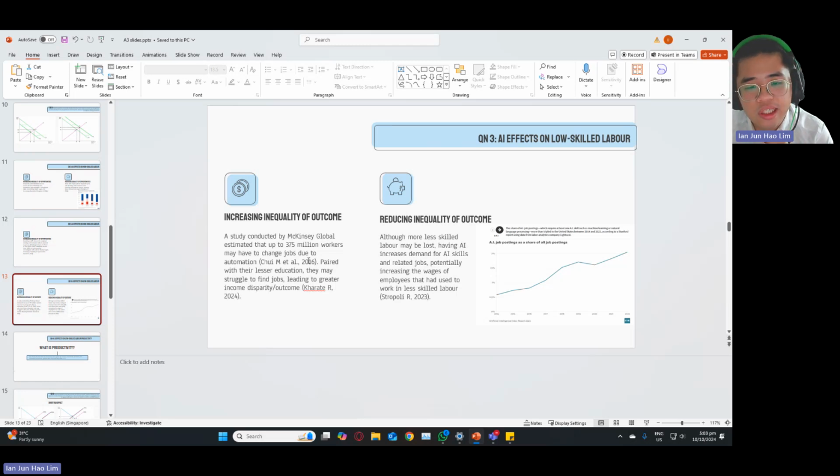But then, however, the silver lining is that it can also reduce inequality of outcome, as although AI has put some people out of jobs, AI can also create new jobs like AI tech support jobs, or customer service jobs for AI software, thus providing wages for the employees that used to work in those jobs that may have been taken over by AI. And here is a trend of the AI job postings as a share of all job postings. So you can see there's a rising demand for AI support jobs.